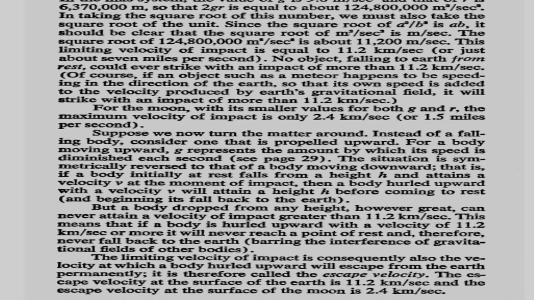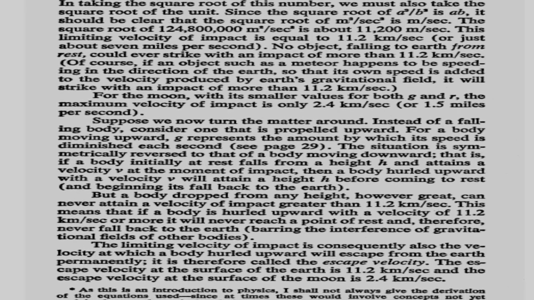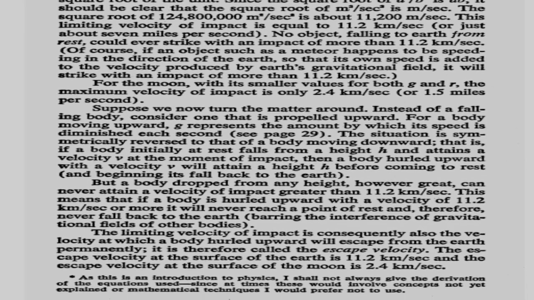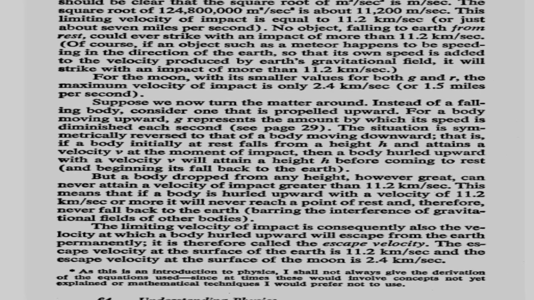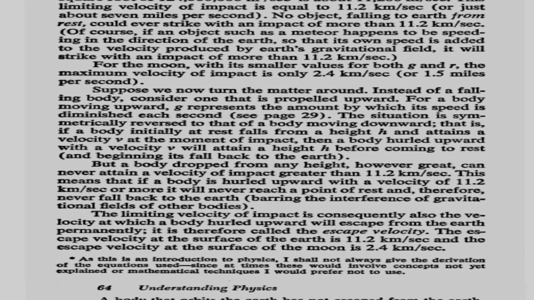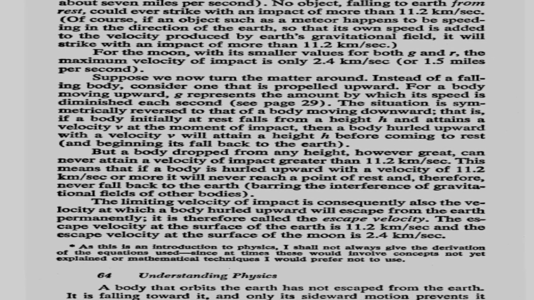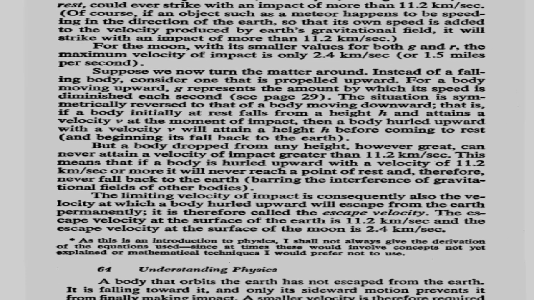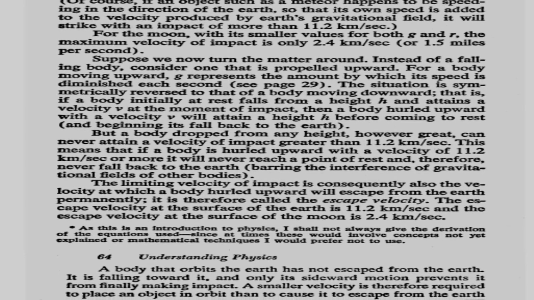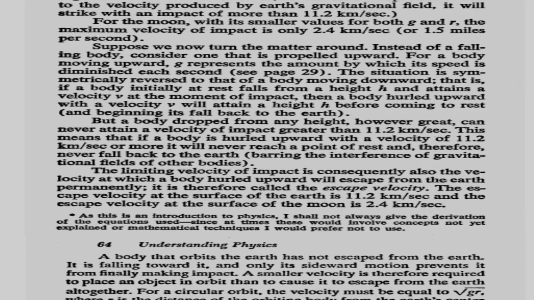But a body dropped from any height, however great, can never attain a velocity of impact greater than 11.2 kilometers per second. This means that if a body is hurled upward with a velocity of 11.2 kilometers per second or more, it will never reach a point of rest and therefore never fall back to the Earth, barring the interference of gravitational fields of other bodies. The limiting velocity of impact is consequently also the velocity at which a body hurled upward will escape from the Earth permanently. It is therefore called the escape velocity. The escape velocity at the surface of the Earth is 11.2 kilometers per second, and the escape velocity at the surface of the Moon is 2.4 kilometers per second.